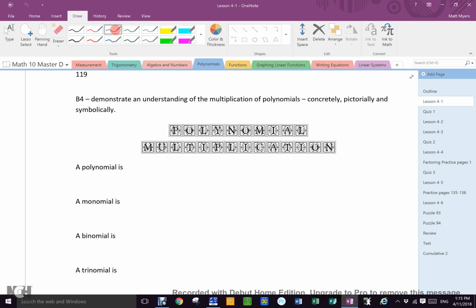A polynomial. First of all, that's a weird word. It comes from two Greek words, poly, which means many, and noma, which means numbers. So it really means many numbers. But what it actually is, is an expression.